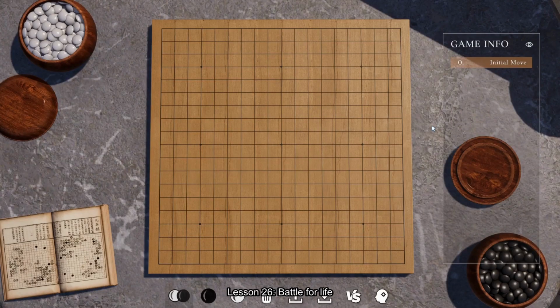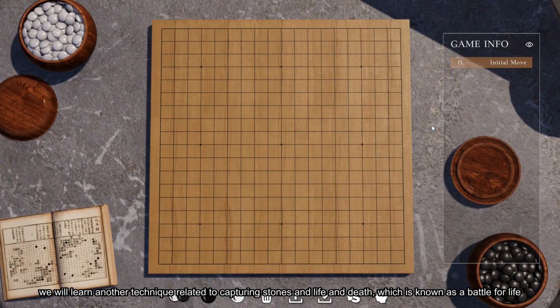Lesson 26, Battle for Life. In our previous lessons, we have learned about the concepts of living stones and dead stones in life and death. So, in this lesson, we will learn another technique related to capturing stones and life and death, which is known as a battle for life.